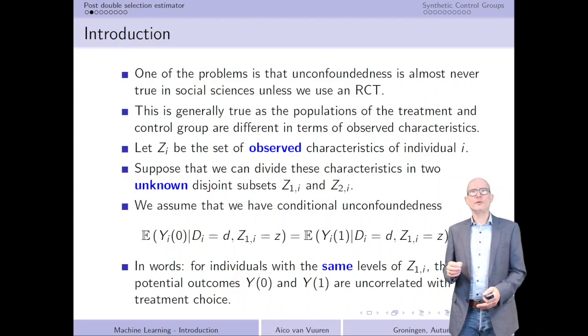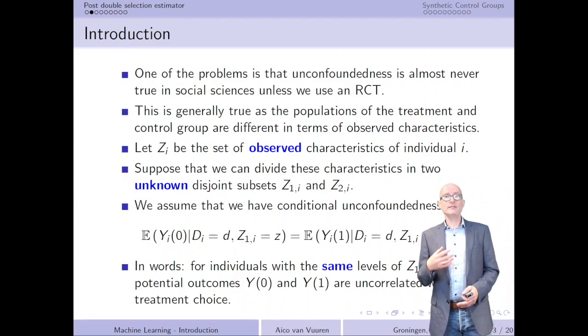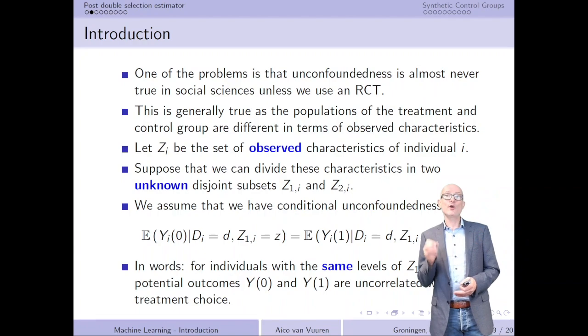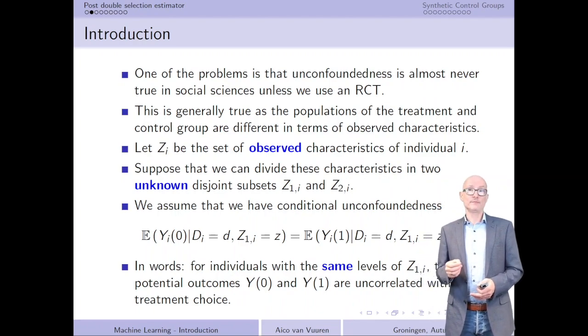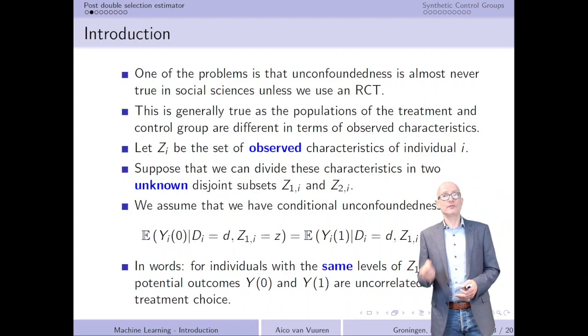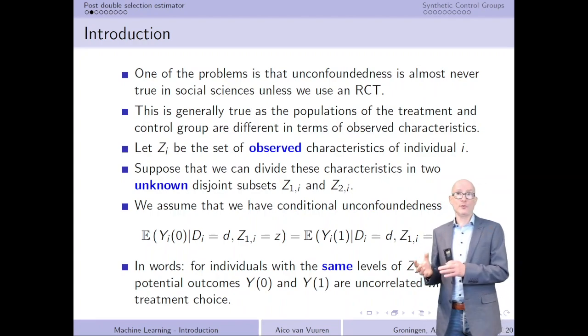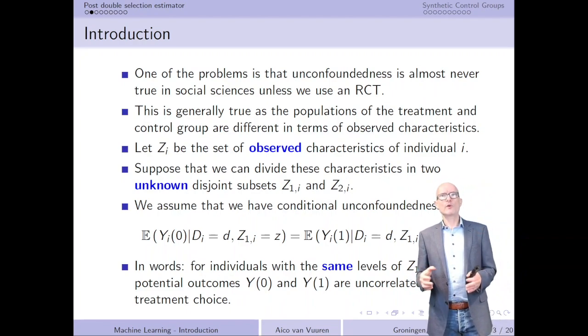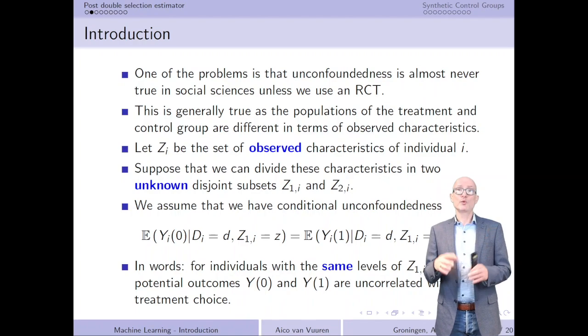But looking at observed characteristics, let us assume that we have a set of observed characteristics that we can denote by a vector Z_i. So let Z_i be the observed set of characteristics of a particular individual i. In addition, I suppose that we can divide these characteristics into two unknown disjoint subsets, Z_1i and Z_2i. Now, of course, the question arises: what is the difference between these two? I'm going to make that much clearer shortly.